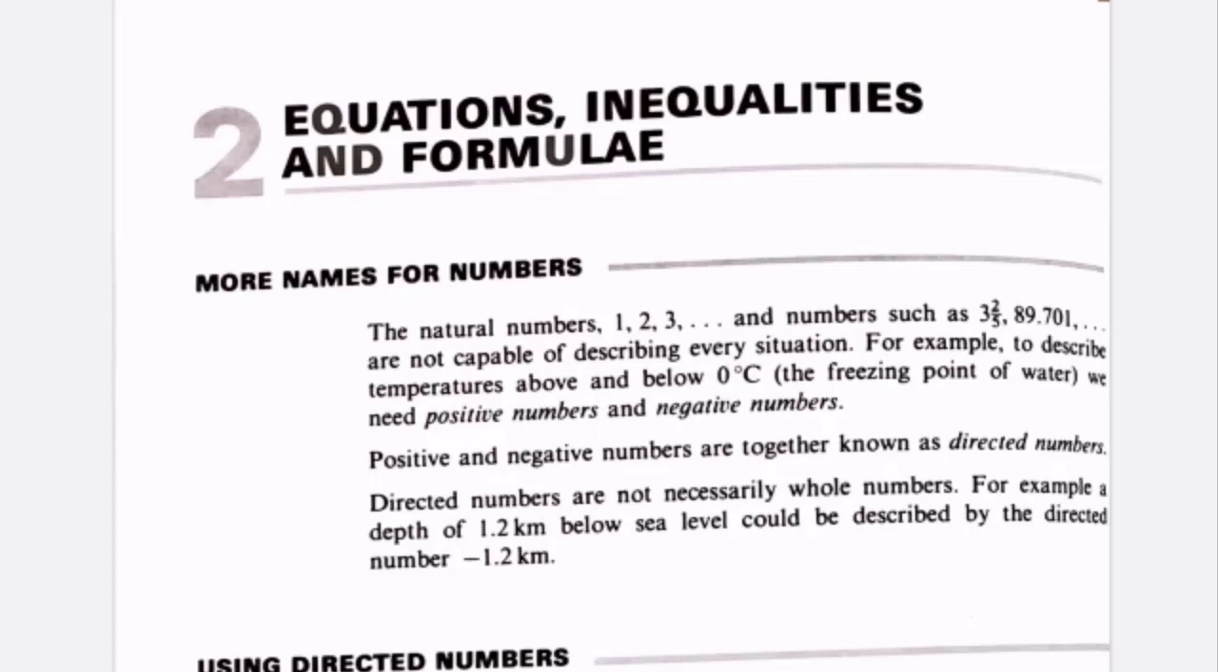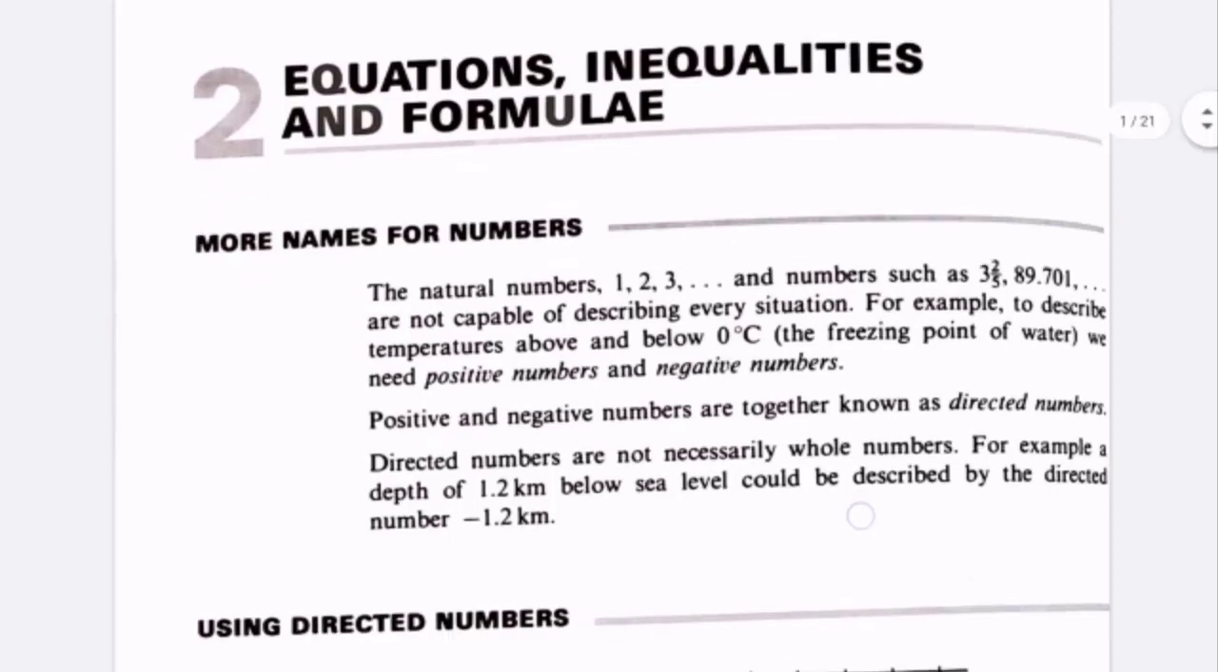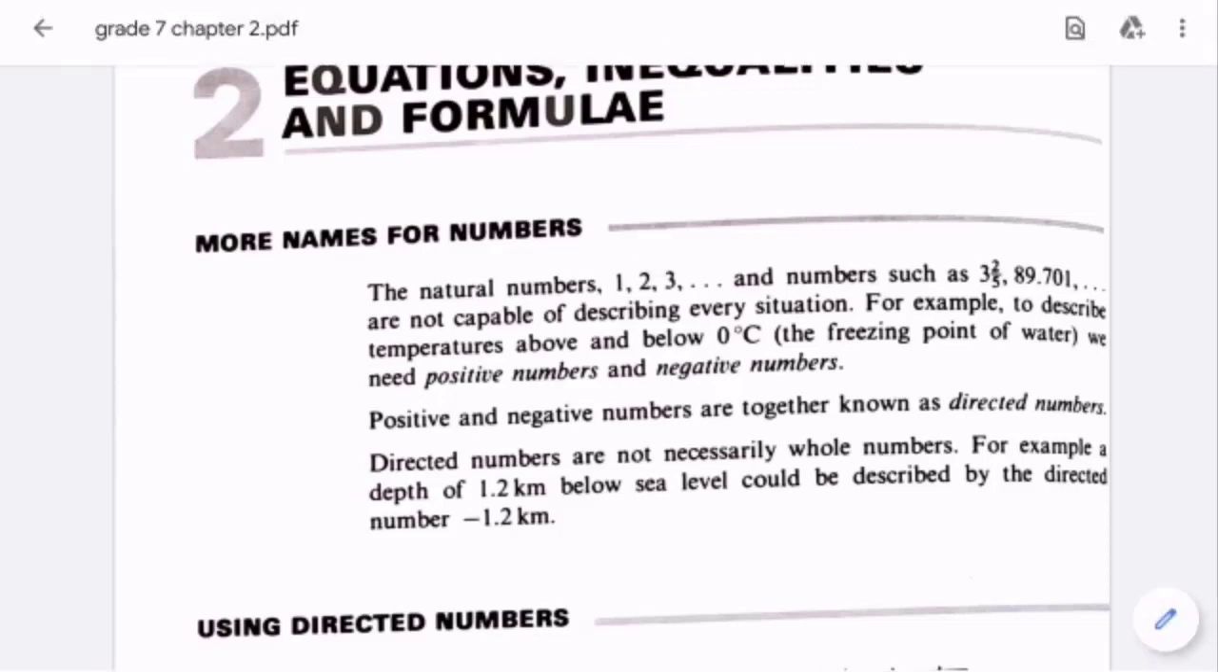Chapter 2 is about equations, inequalities and formulas. All these things we will explain in this chapter. More names for numbers, the first introductory lines: the natural numbers 1, 2, 3, the fraction 2 over 5, and 89.701 are not capable of describing every situation. For example, to describe temperature above and below zero, we need negative and positive numbers, which cannot be described by these natural numbers.